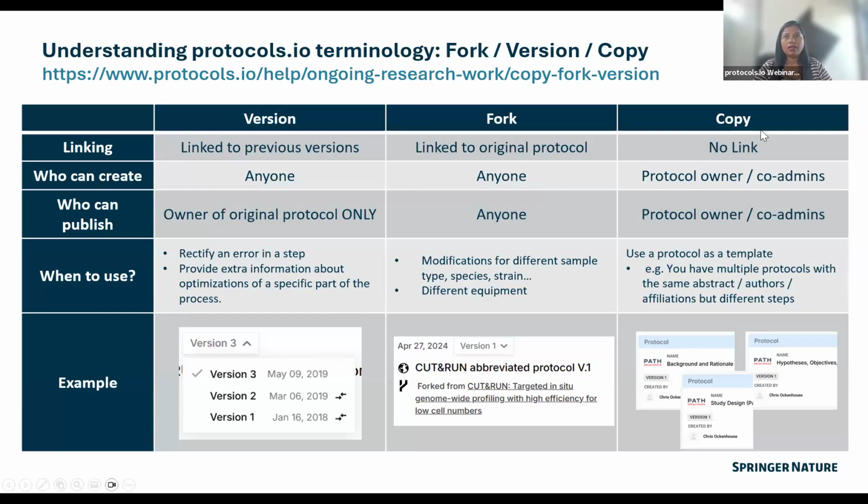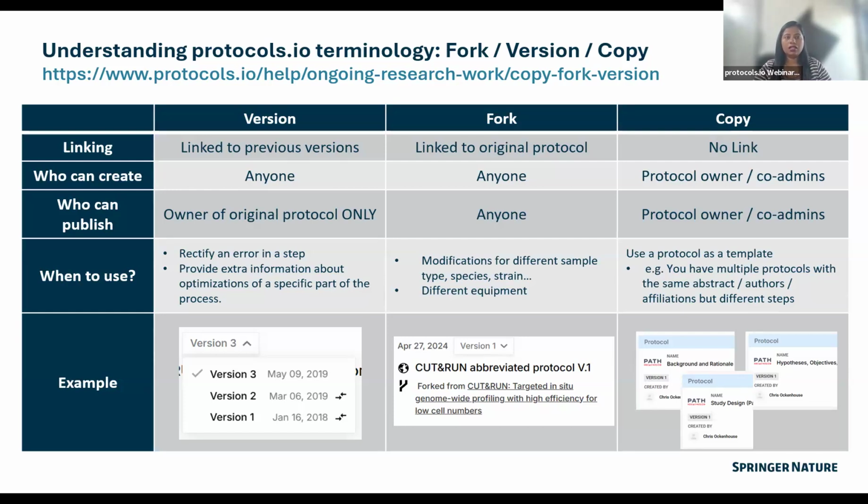Then there is a copy, where it is not linked to anything. It is not linked to the earlier owners, nothing like that, because you're just copying it. You can use this also as a template when you have multiple protocols with the same authors and affiliation. Let's say within the organization, the list of authors, organization, and everything remains the same, just with little changes in the steps. You can copy your previously published protocols, make the changes, and publish.